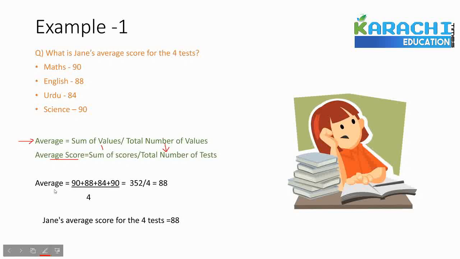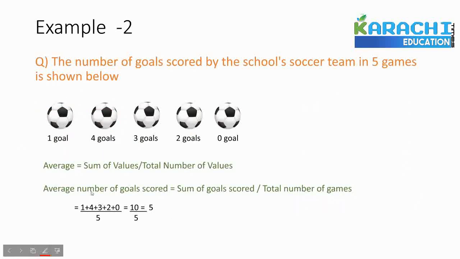Let's solve it. All these numbers are going to be added up: 90 plus 88 plus 84 plus 90. And we are going to divide by the number of tests, the number of values in the set, which is 4. That is 352 divided by 4, which is equal to 88. I hope you know how to divide 352 by 4. That's not an issue, right? Jane's average score for the 4 tests is 88. Great. Now let's go to the next slide.